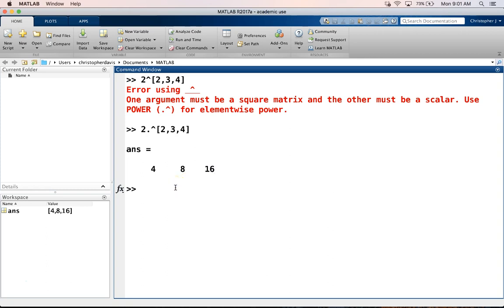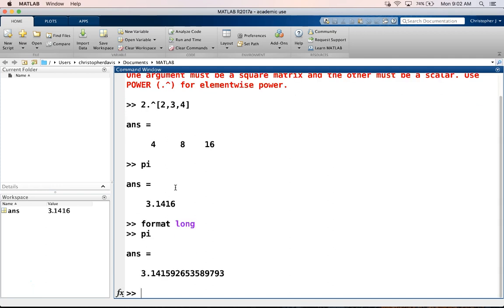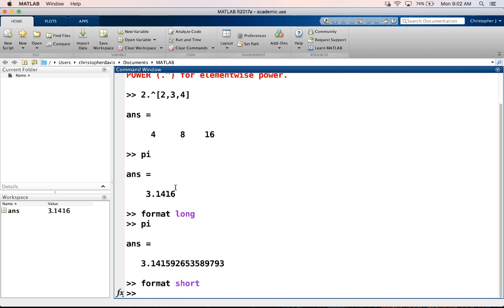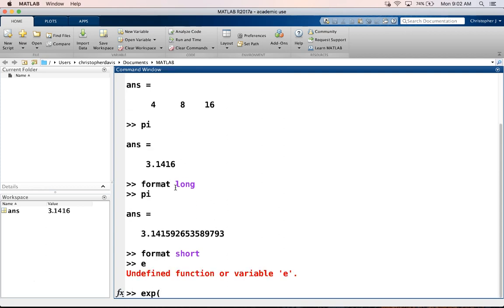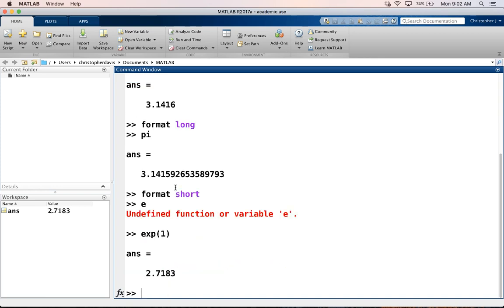So we haven't talked much about built-in constants in Matlab, but they exist. For example, if I type in pi, there's pi. If I want to see more decimal digits of pi, I can do format long, and now type in pi. Okay, but let's just go back to the regular one. I can also see e. I can't just type in e, that doesn't work. But if I type in exp of 1, the way you should think of that is as e to the first power. 2.71828 ... Here's how it's approximated when it's printed to the screen.